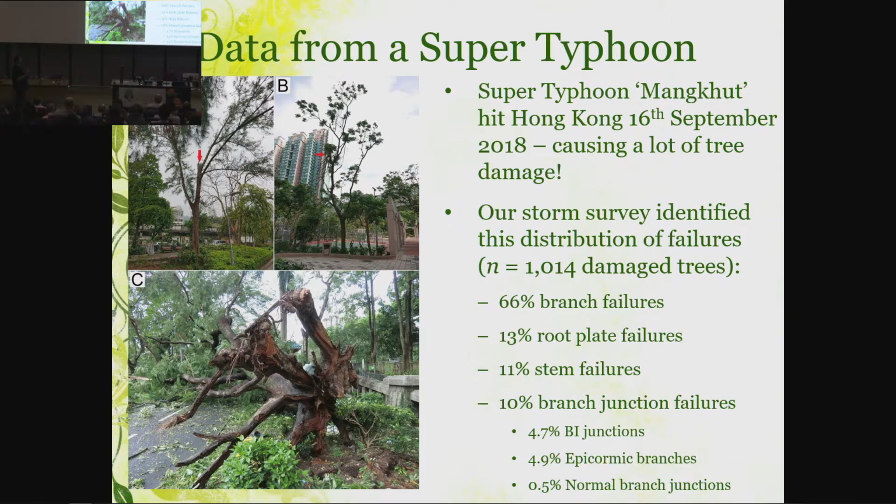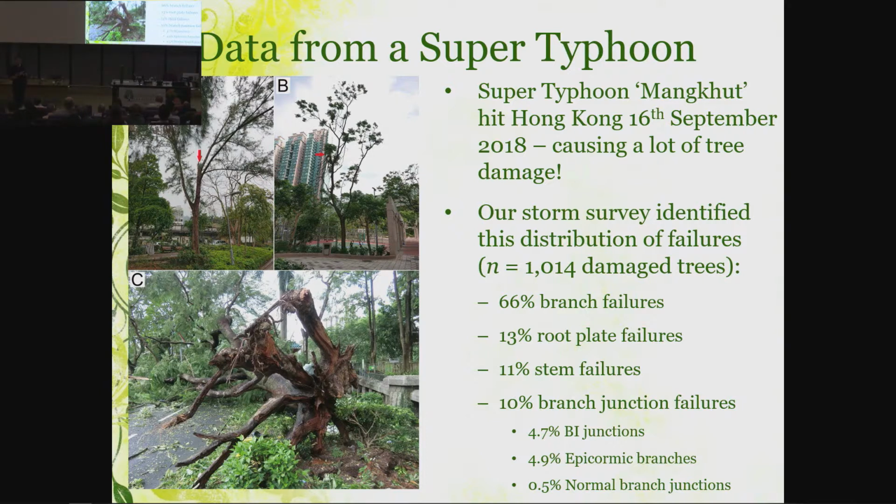We're actually writing the paper more about storm survival strategies. So the trees that shed the little twigs and the leaves, they suffered a lot less mechanical damage. It's called crown shedding or graduated tree failure. You might have come across this idea. And then the branch junctions, well, yeah, 10% of the failures were branch junctions, but nearly 5% of those were bark inclusions. The other 5% are epicormic branches. Remember, they're tropical, subtropical trees, so they're still quite large, fast-growing branches. 0.5% were normal branch junctions.